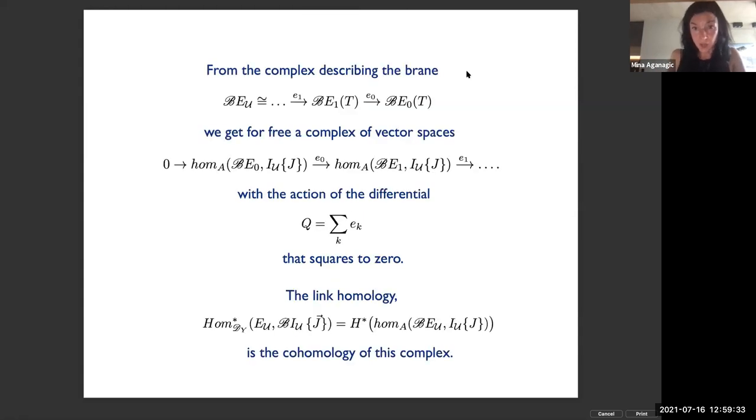And from this complex that describes the brane, you get for free a complex of vector spaces with an action of differential on them that squares to zero. The link homology is the cohomology of this complex. So all we need to do is, and every term here is simple because every term is just a direct sum of the left thimbles, which are dual to the right. So all the terms are direct sums of vector spaces, which you know immediately as soon as you know the resolution.